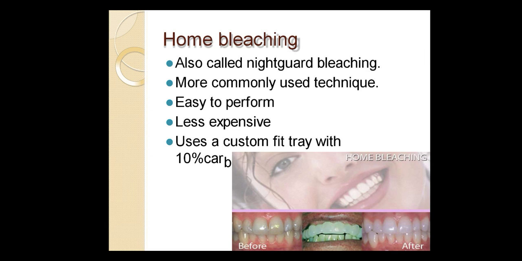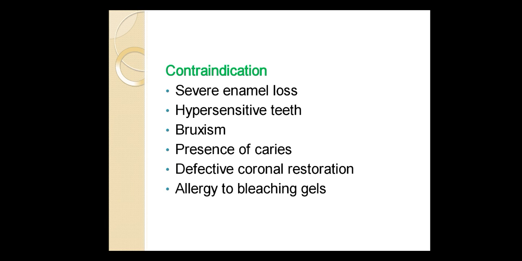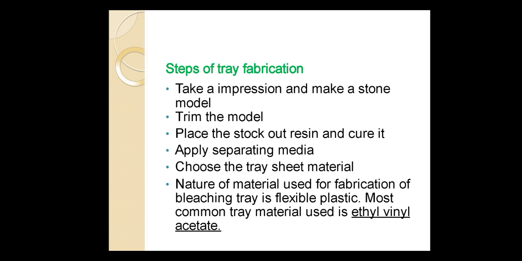Home bleaching, also called night guard bleaching, is a more commonly used technique, easy to perform and less expensive. It basically uses 10% carbamide peroxide in a custom fit tray. Indications: superficial enamel discoloration, mild yellow discoloration, brown fluorescent discoloration, age-related discolorations. Contraindications: severe enamel loss, hypersensitive teeth, bruxism, presence of caries, defective margin restoration, and allergy to bleaching gels.